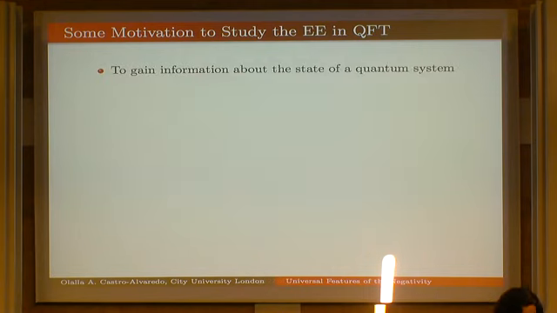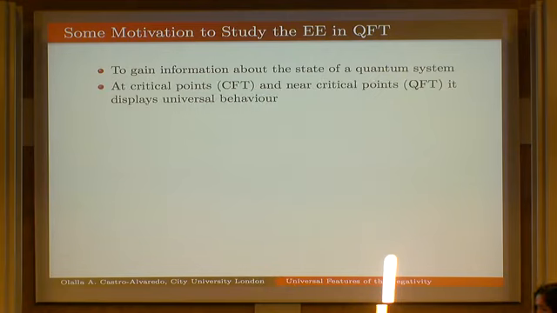Motivation for studying entanglement: I think probably all of you know some motivation, but of course it gives us information about the state of a quantum system that in itself is interesting, and it's a sort of information that's a bit different from what we are used to. It doesn't come from computing correlators, which is what most of us will think of when we think about information about a physical system. It has to do with something quite different. What has made this very popular in our community, I think, is that at critical points and even near critical points, the entanglement entropy displays what people refer to as universal behavior.